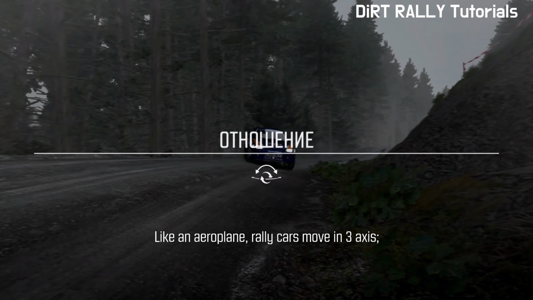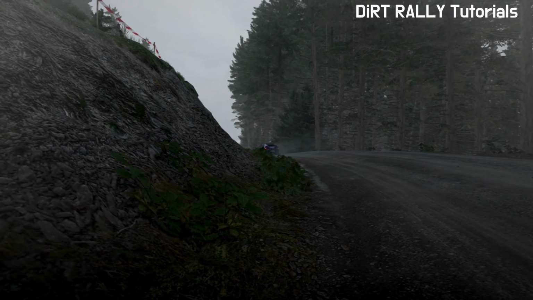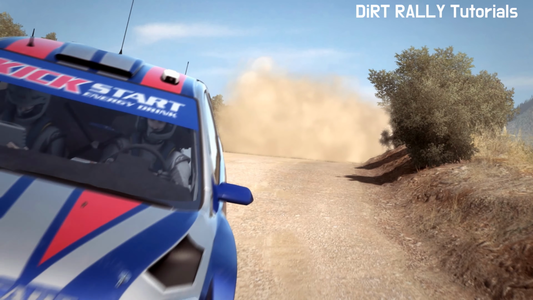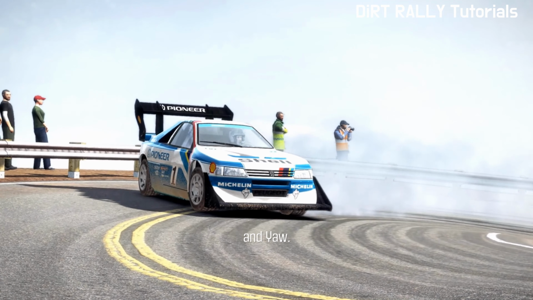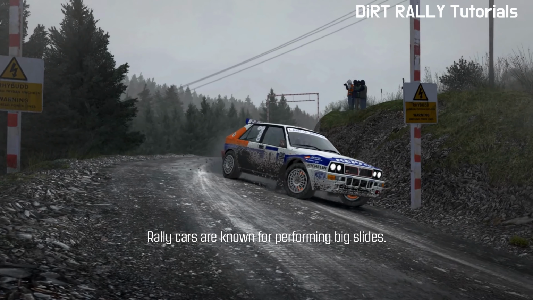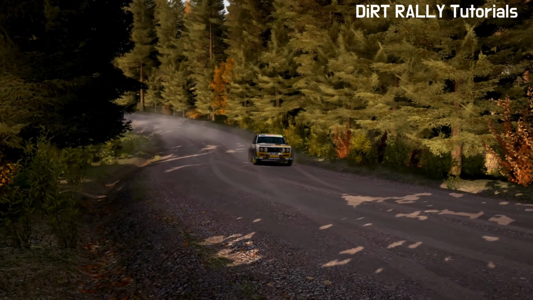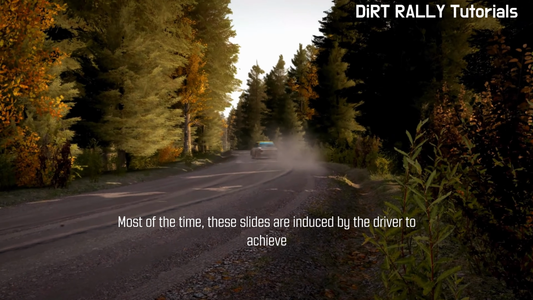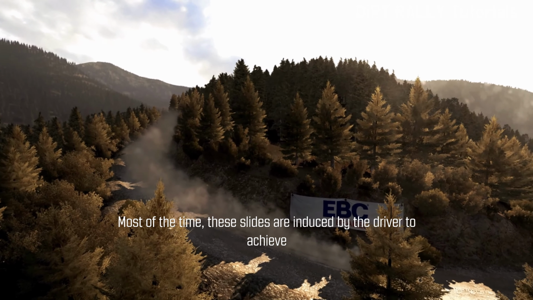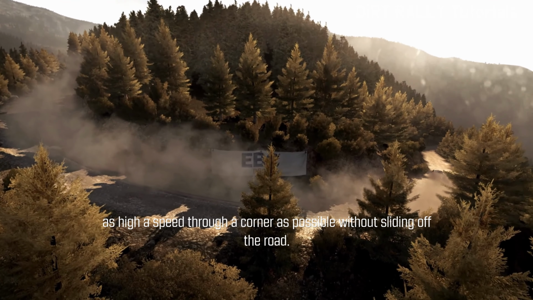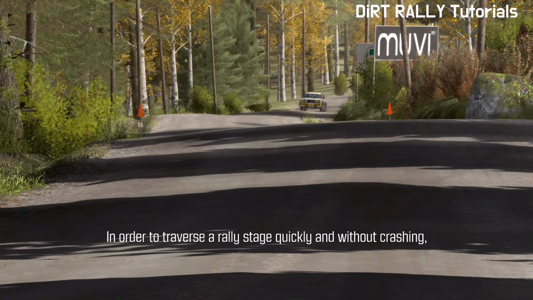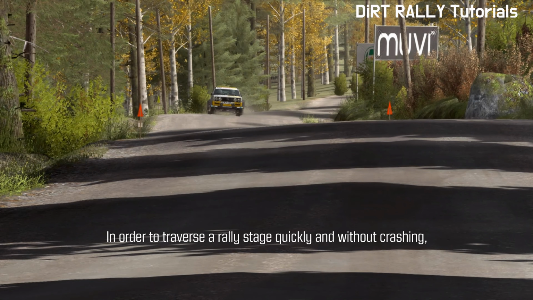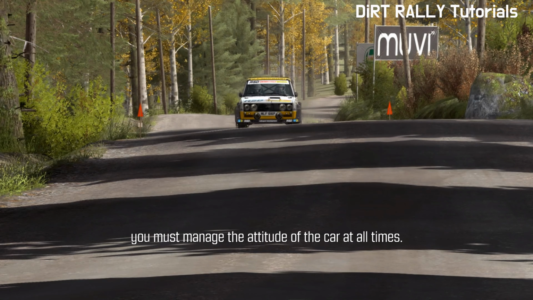Like an aeroplane, rally cars move in 3 axes: roll, pitch and yaw. Rally cars are known for performing big slides. Most of the time, these slides are induced by the driver to achieve as high a speed through a corner as possible without sliding off the road.